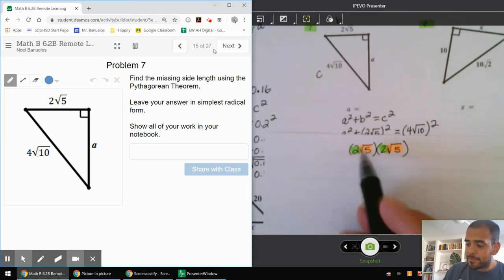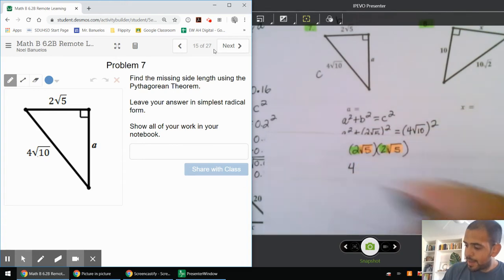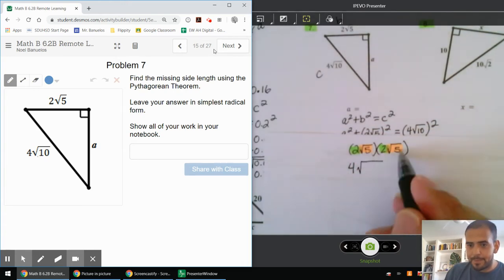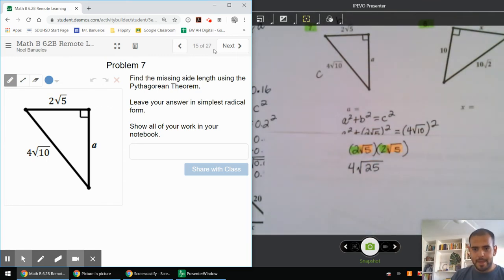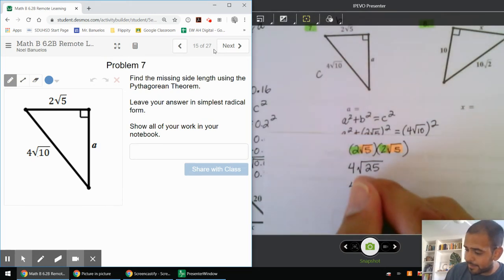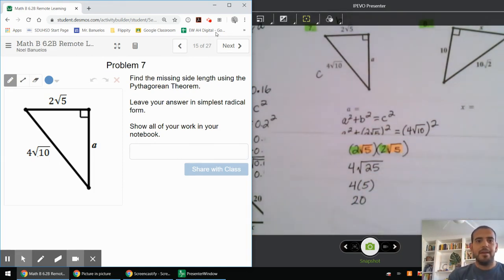So let's first start with 2 times 2. What's 2 times 2? 4. Now, here's inside the radical. What's 5 times 5? 25. Okay. And then, well, I'm not done yet. What's the square root of 25? The square root of 25 is 5. And what's 4 times 5? 20. Now, if you don't believe me, I can use my trusty calculator here.